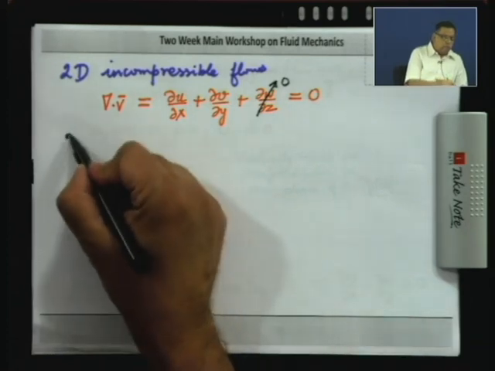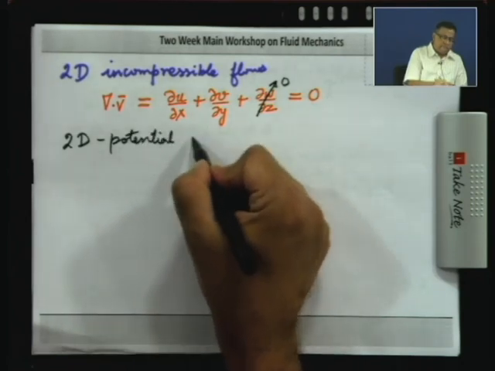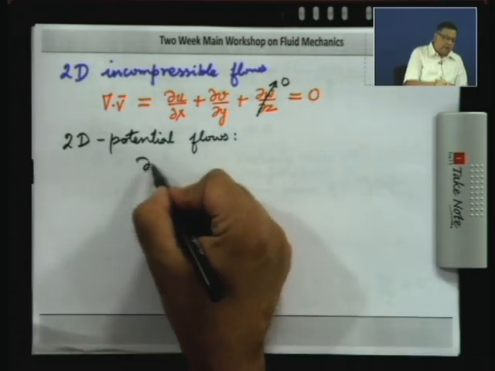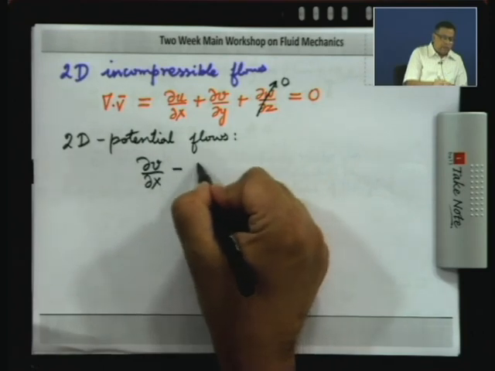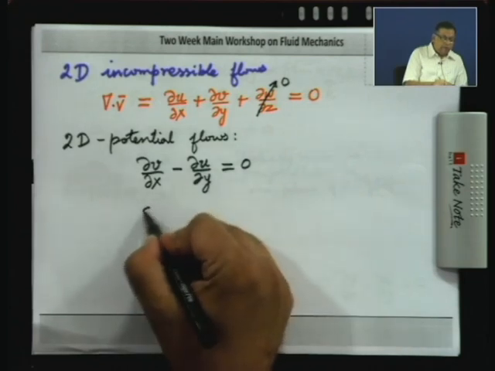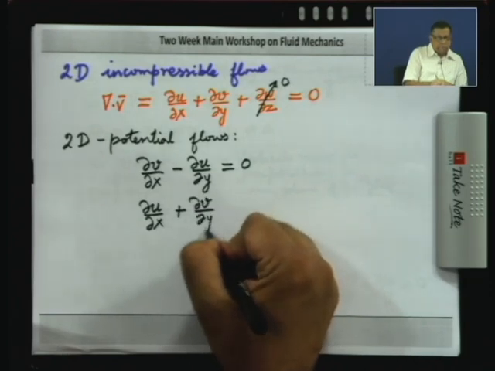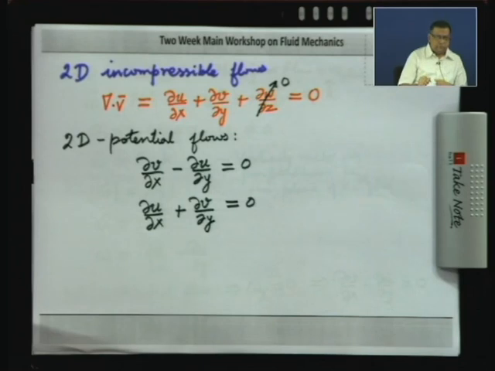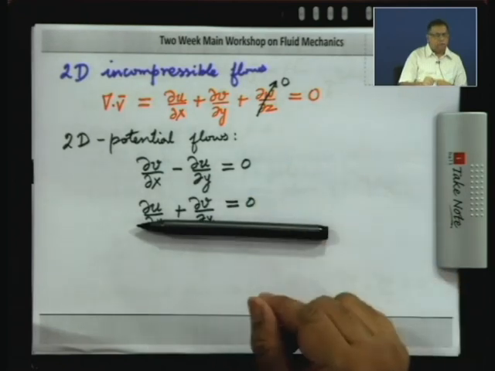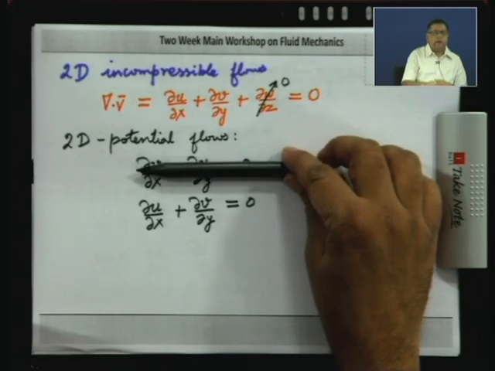So, when we talk about 2D potential flows, the velocity field satisfies two conditions. One is del v del x minus del u del y equal to 0, and the other is del u del x plus del v del y equal to 0. The second equation is a consequence of the local conservation of mass for 2D flows which are incompressible, and the first one is a consequence of the fact that the flow is irrotational.